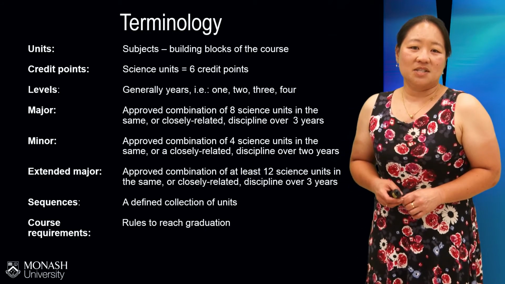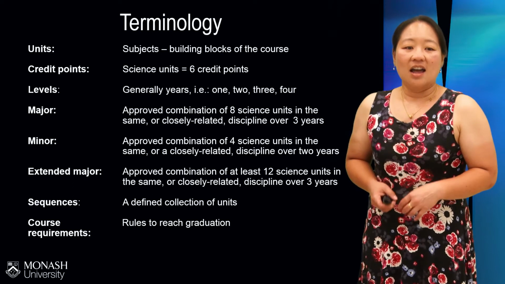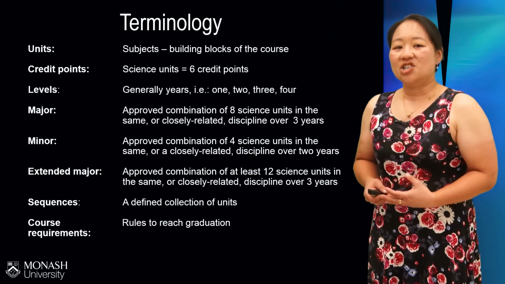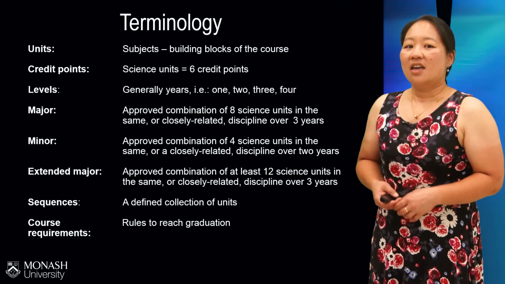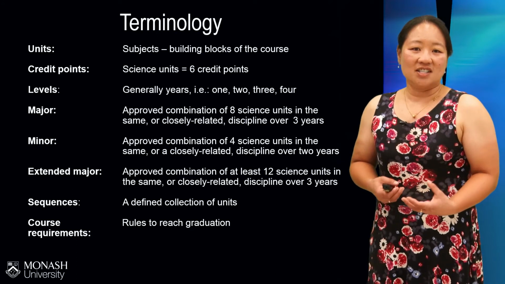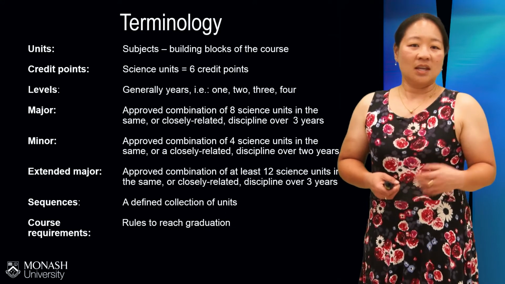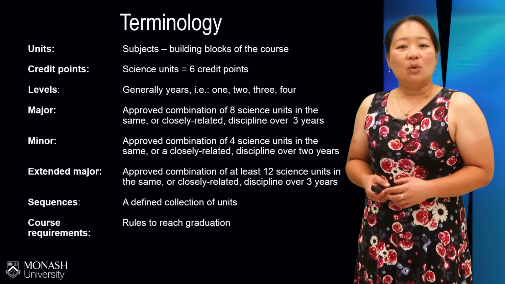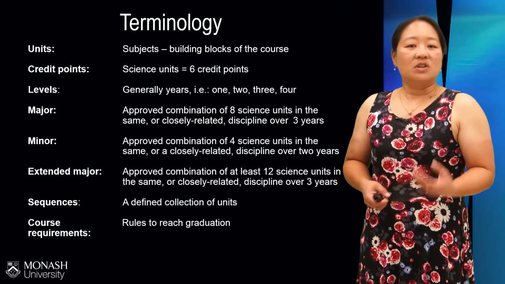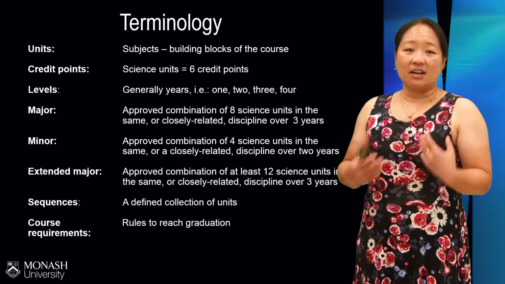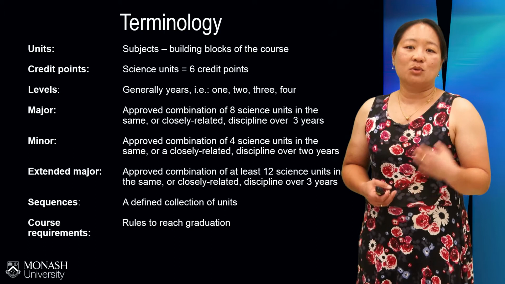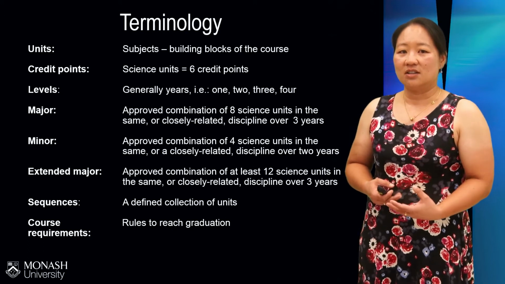The main terms that you are likely to keep hearing are units, major, and sequence. The first of these are units, and these are the subjects and building blocks of the course. In science, our units are worth 6 credit points. When we talk about levels, generally they refer to year levels. So for example, year 1, year 2, year 3.